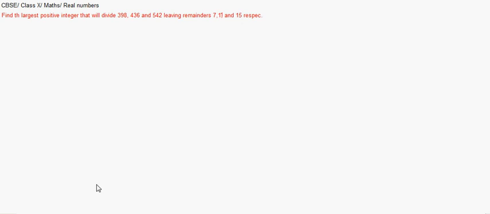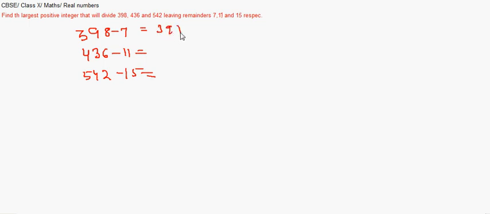So we have to find the numbers which will be divided exactly by the number we are going to find. So 398 minus 7, then 436 minus 11, and then 542 minus 15, subtracting the remainder for each of them. If I subtract, this gives me 391. Subtracting 11 gives 425, and that's 527.